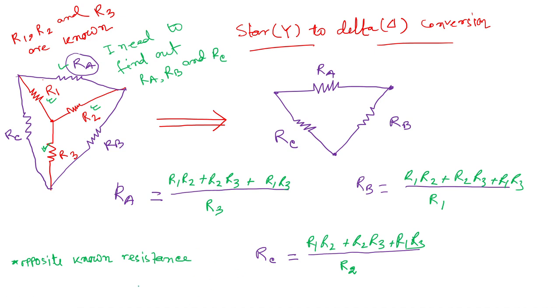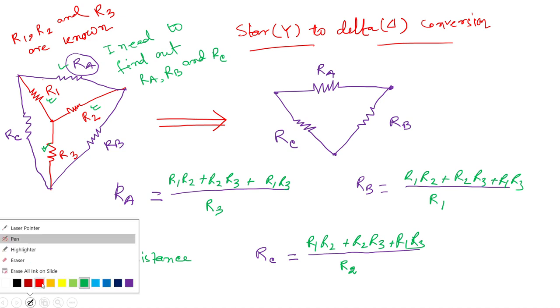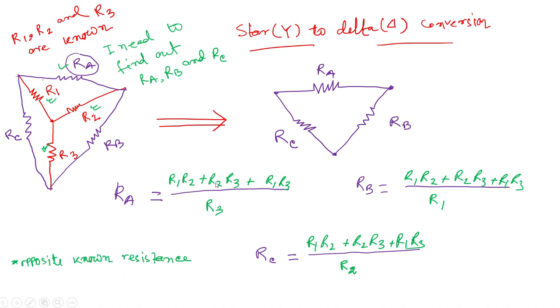Now, from here what we can conclude is, you don't need to remember which one is RA, which one is RB, which one is RC. Okay, you don't need to remember. I will show you an example. Suppose in this slide I have taken star to delta. Suppose this is 2 ohm, suppose this is 3 ohm, suppose this is 4 ohm.